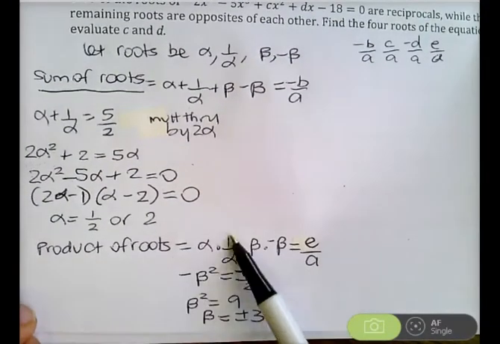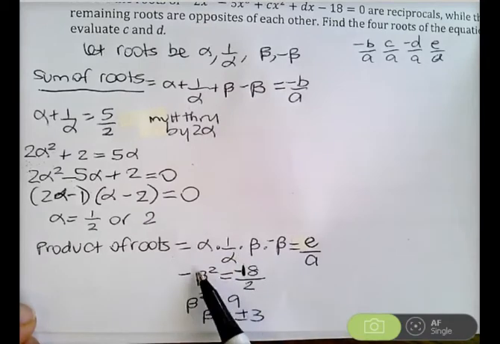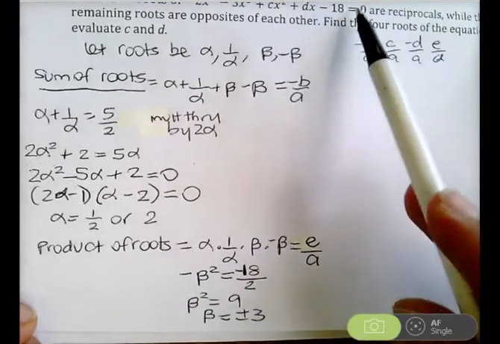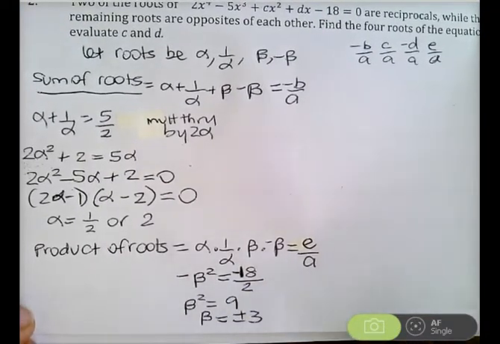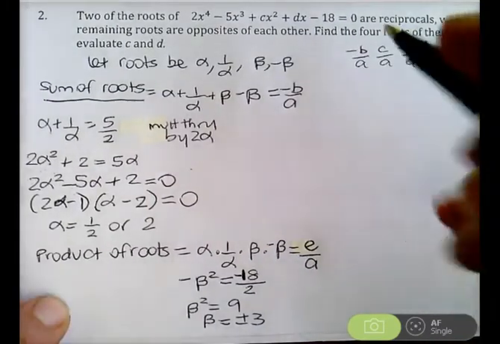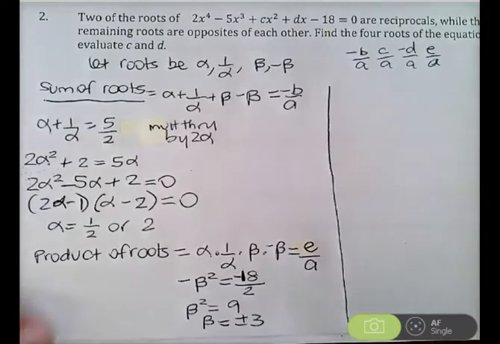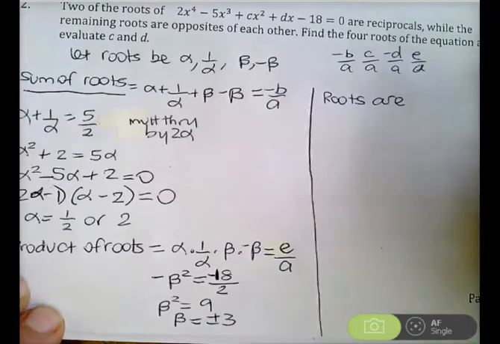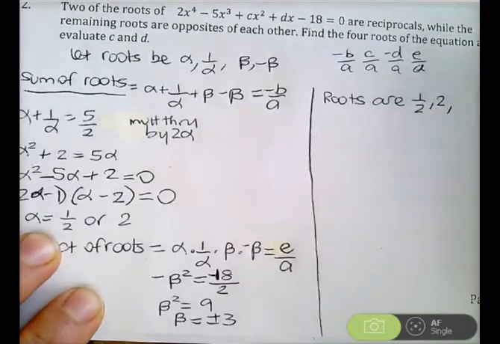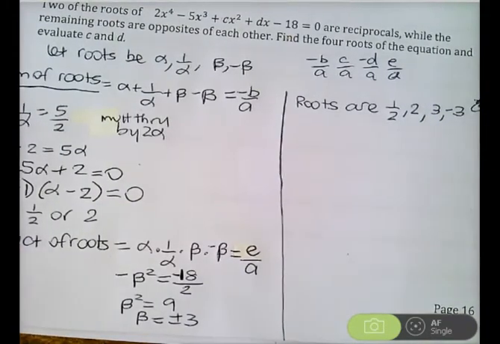Product of roots. Alpha times 1 on alpha times beta times negative beta is E on A. Alpha times 1 on alpha is 1, so we've got minus beta squared. E is negative 18 up there. So it's negative 18 on 2. So therefore beta squared is 9, and so therefore beta is plus or minus 3. So therefore your roots are a half, 2, positive 3, and negative 3. They're your plus and minus beta.